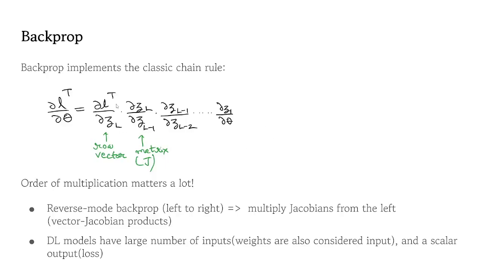So for the very special case of our networks, where the loss is a scalar and the size of the parameter vector is huge, this works quite well because we start off with this, and every time we multiply a vector and a Jacobian, and finally we have the derivative of the loss with respect to all the parameters in one backward sweep.